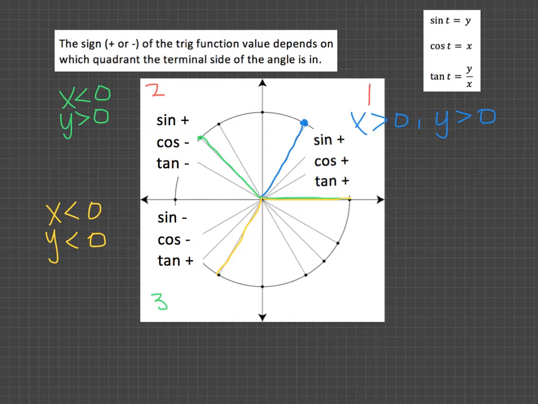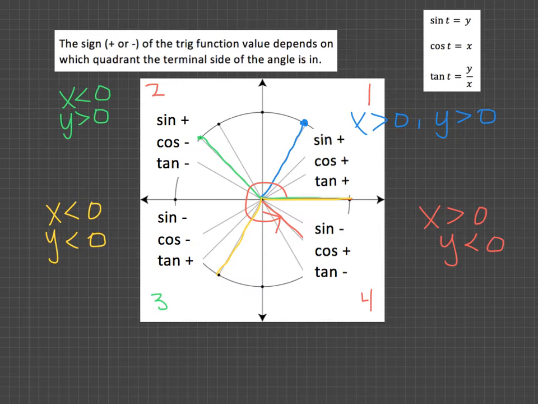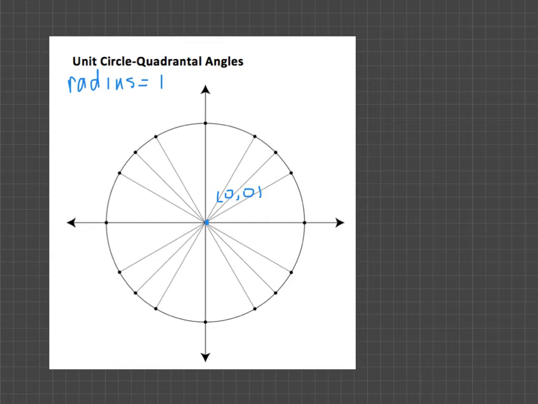Now let's look at quadrant 4. If we look at an angle with terminal side in quadrant 4, we're going to have this angle right here going all the way around. X is positive in quadrant 4, y is negative. So we're going to have a sine value that is negative, cosine is positive, and then because one's positive, one's negative, tangent is negative.